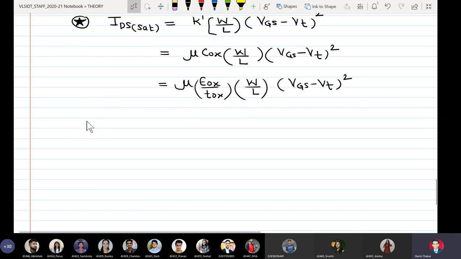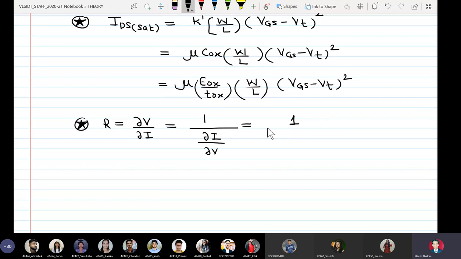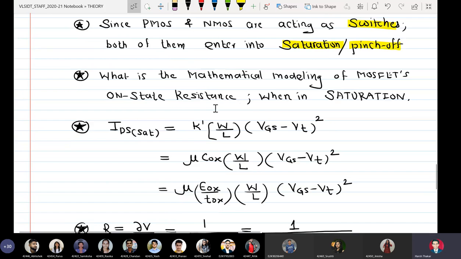We also know that the dynamic resistance, as you studied in second year, R is equal to delta V upon delta I. So in our case, it is equal to 1 over delta I upon delta V, which is nothing but 1 over delta IDS upon delta VDS. There is no need of explaining this, this is proven already.